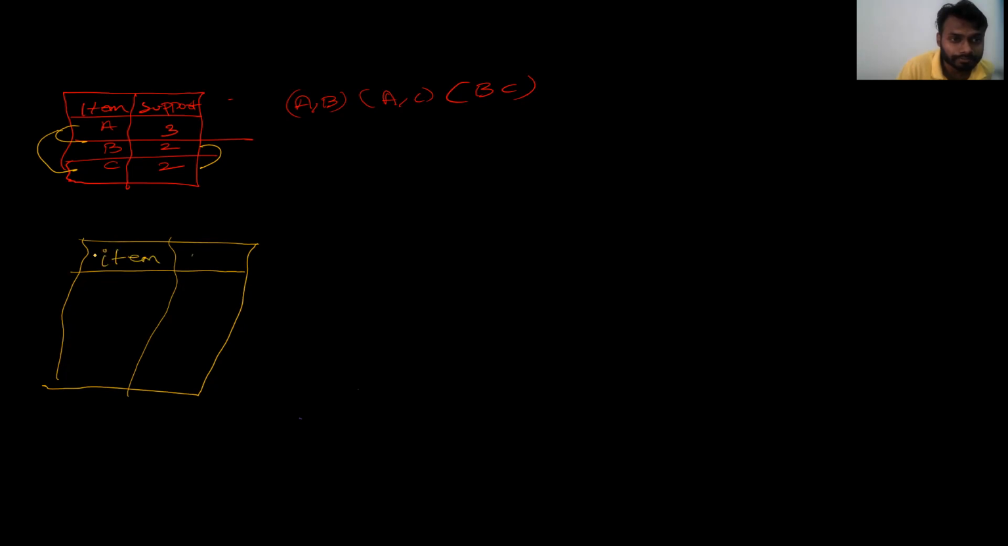So item and support. What is the item? Here the items are the terms. You can just write AB, then AC, then BC. Similarly, you can write the same here. AB. So now go to AB.